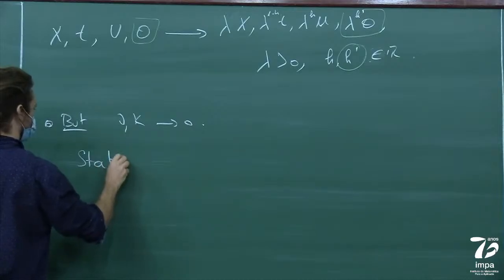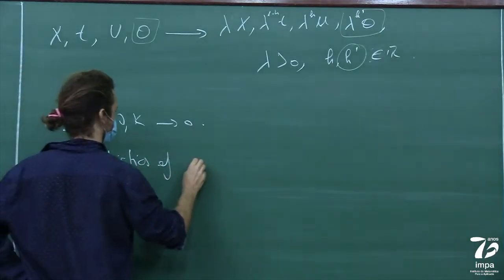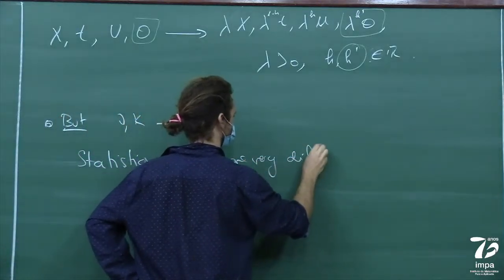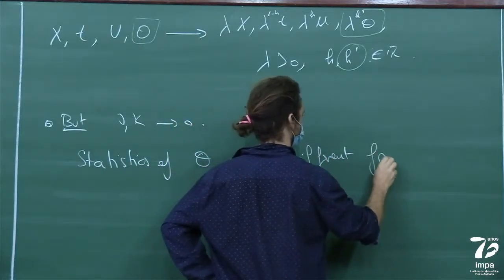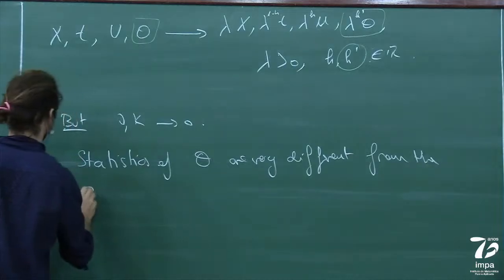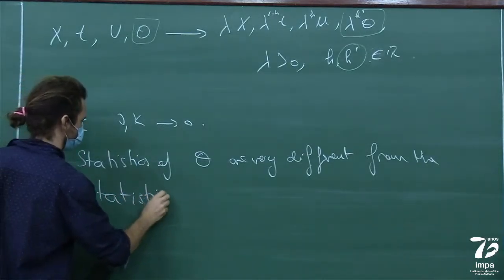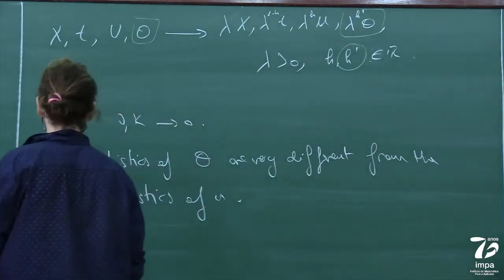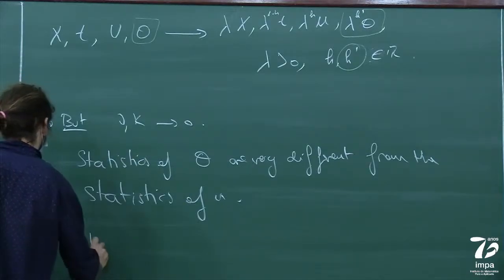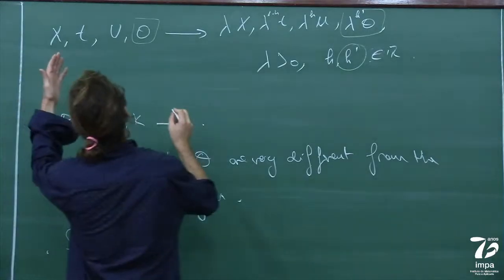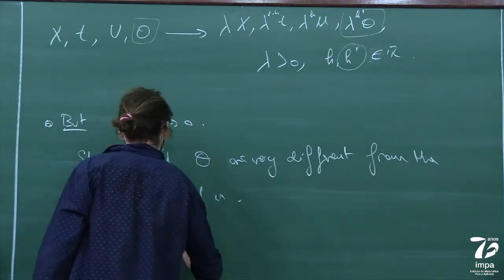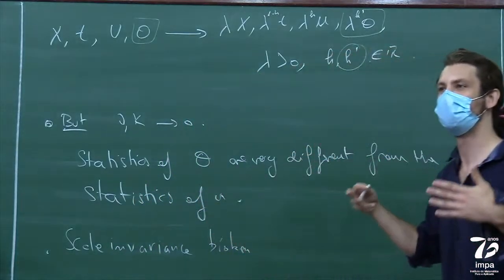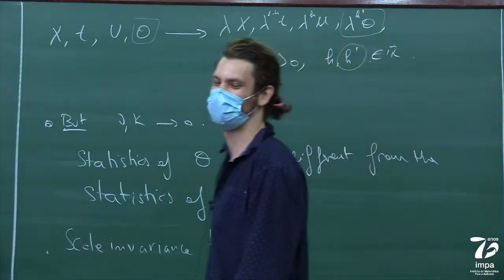Statistics of theta are very different from the statistics of the velocity, and so in particular the scale invariance is broken. Scale invariance is broken, like for the velocity field, but it's more broken in a sense than for the Navier-Stokes.